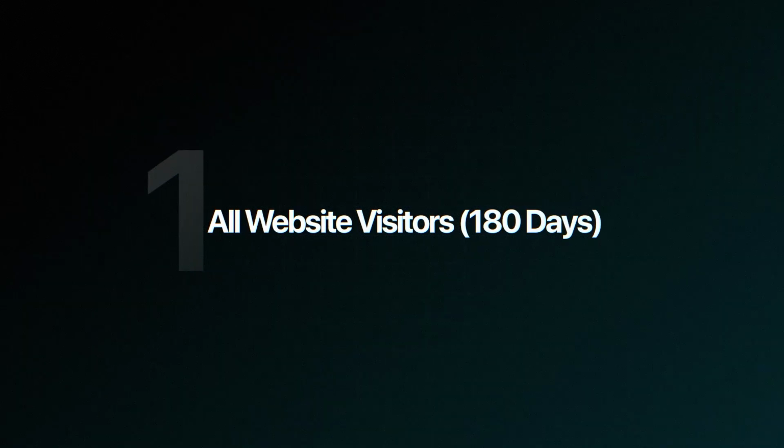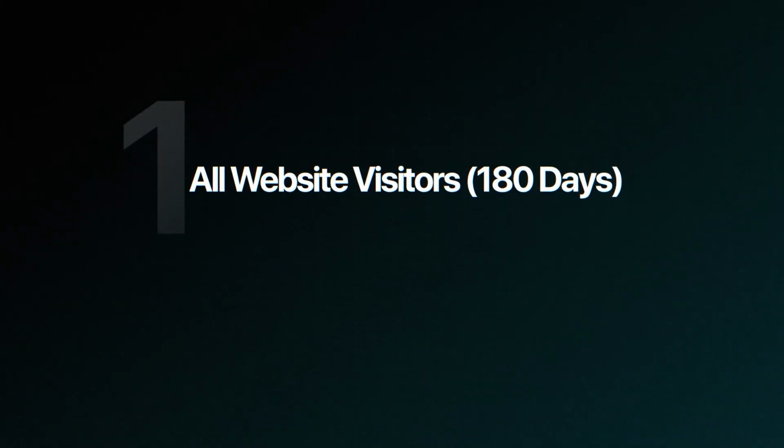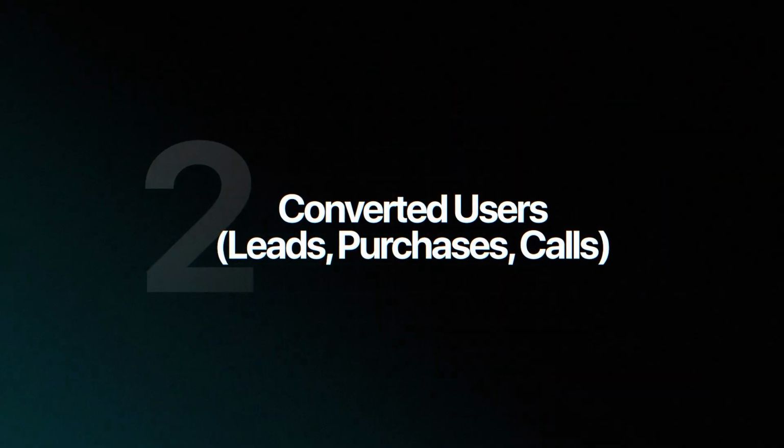The fix here is a website custom audience, and you actually want to build 2 of them. The first one is for every visitor to your funnel in the last 180 days, and the second one is for people who actually converted, whether they became a lead, made a purchase, or even booked a call. Then you run a retargeting campaign that targets the first audience and excludes the second, which means now you're talking exclusively to people who showed intent but didn't pull the trigger.